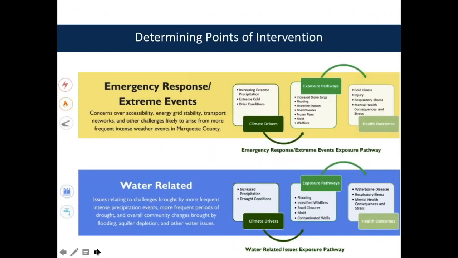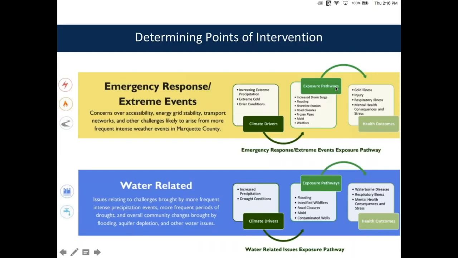Out of that first community meeting, 4 overarching issue areas emerged. The first was emergency response in extreme events, which focused primarily on concerns over accessibility to essential services during extreme events. Marquette, for the most part, is a pretty rural county with lots of communities spread out, and so travel between them, if a road gets washed out or there's a fire that is blocking the road, it creates a lot of barriers for people to have to go around.